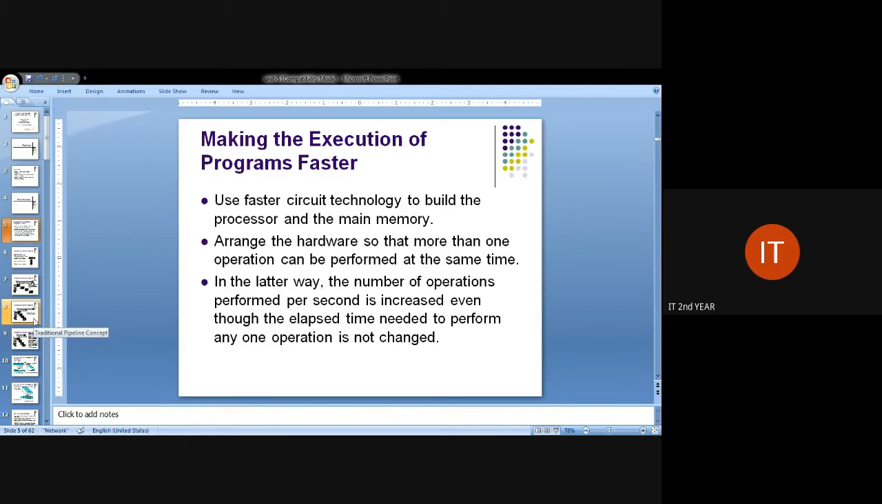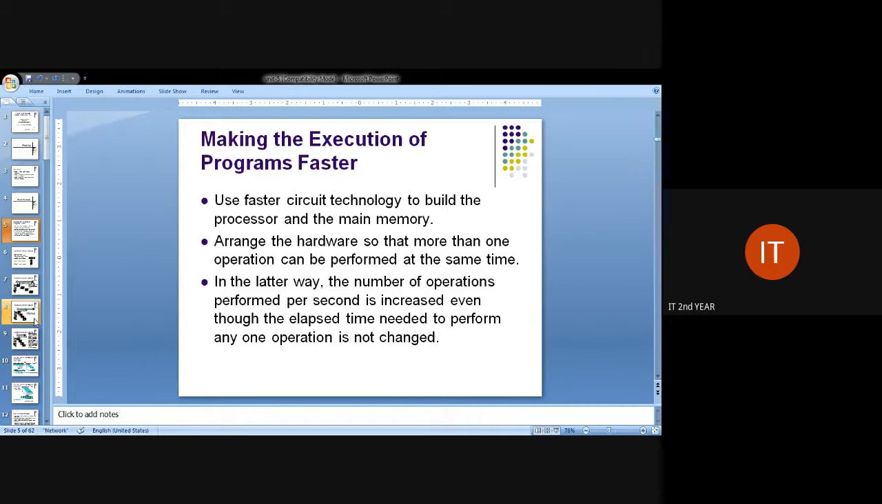First of all, we should see how we can make programs execute the instructions faster. Use faster circuit technology to build the processor, that is the CPU, and the main memory. We also have to arrange the hardware so that more than one operation can be performed at the same time. Simultaneously, a number of instructions can be executed in a particular period of time. In 1 second, if we are able to execute more instructions, then we can call it pipelining.